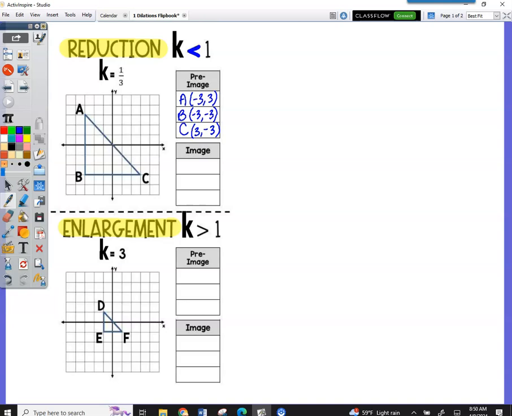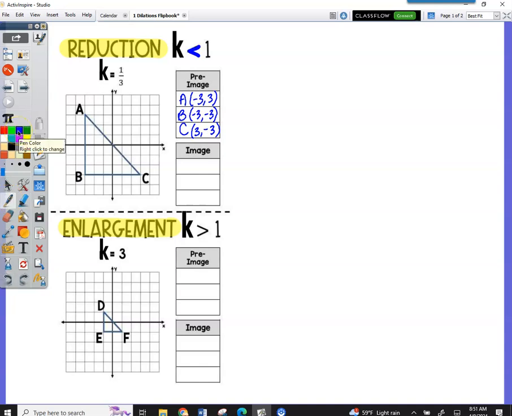Okay. We're going to dilate this pre-image by a factor of 1/3. Okay, I need everybody to think to yourself, if I'm dilating by a factor of 1/3, is that less than 1 or greater than 1? It's less than 1. So my shape should be getting what? Good. Smaller. So when you go to draw the new shape, if you've drawn it bigger, you know something's wrong, right?